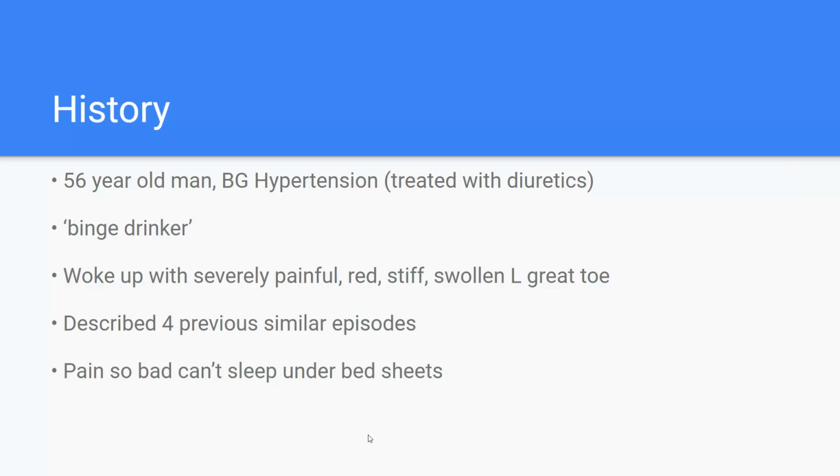Right, so your second case is a 56-year-old man with a background of hypertension. He tells you he's a binge drinker and that he woke up with a severely painful, red, stiff, swollen left great toe. He's had 4 previous similar episodes, but this one's been really bad and he now can't sleep, especially if the bedsheet even comes in contact with the joint.